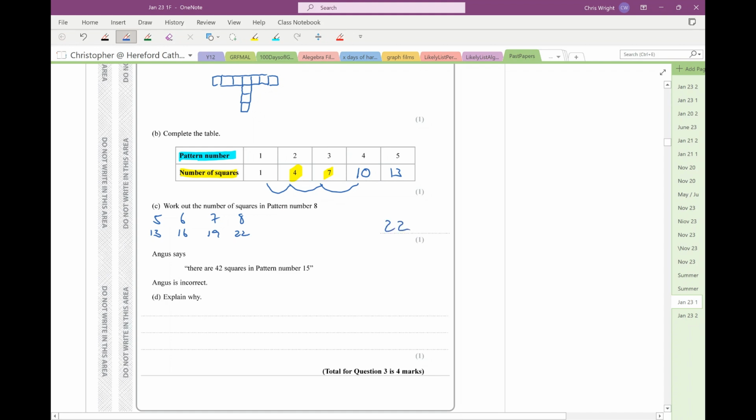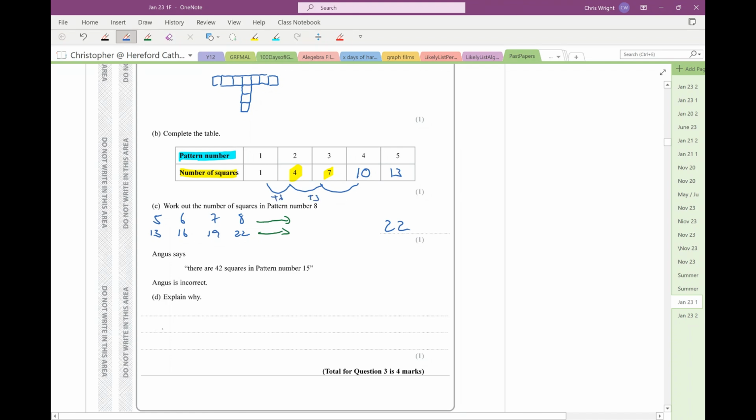Angus says there are 42 squares in pattern number 15. Angus is incorrect. Explain why. Well, we could work out how many squares there are in pattern 15, couldn't we? Now, if you want to do that, you can just carry on here. Do 9, 10, 11, 12, 13, 14, all the way up to 15. Or you could work out the formula, because it adds 3 each time, doesn't it?